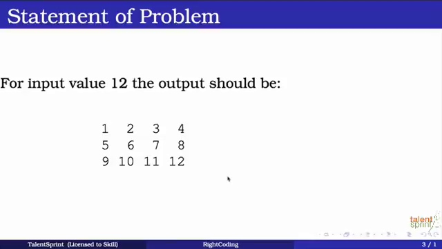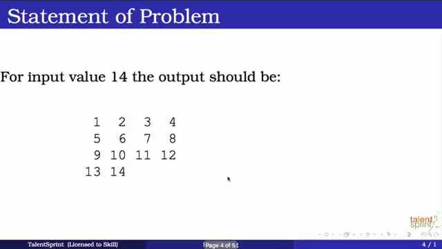Let's say if you have input value 12, your output should look like the pattern shown on the screen. So 4 in one line, 4 in the next, and then 4 in the next. In the sets of 4, we have to show our output. Let's say if your input value is 14, then your output would be looking something like this. 4, 4, 4, and then remaining 2 in the next line.